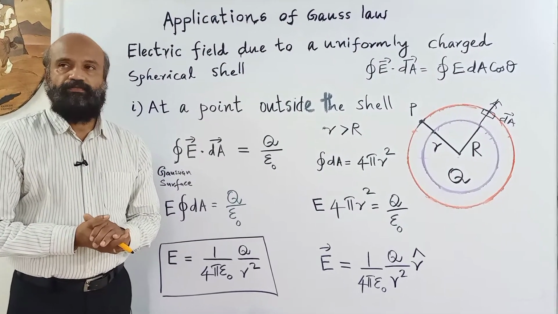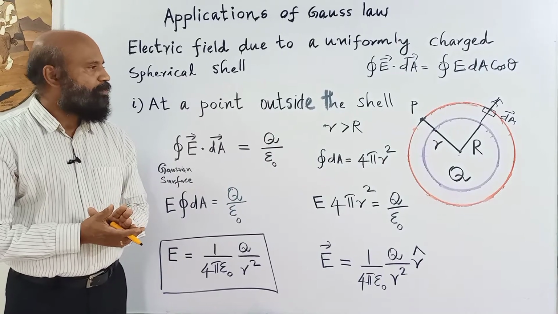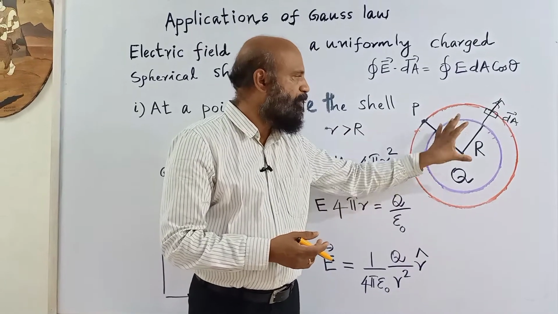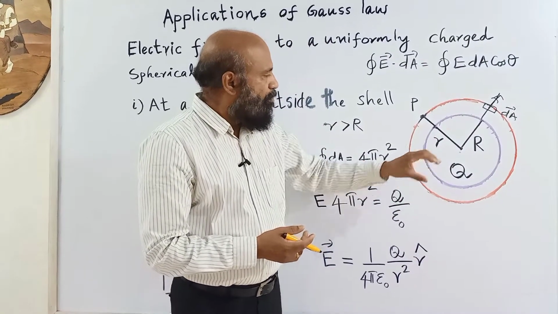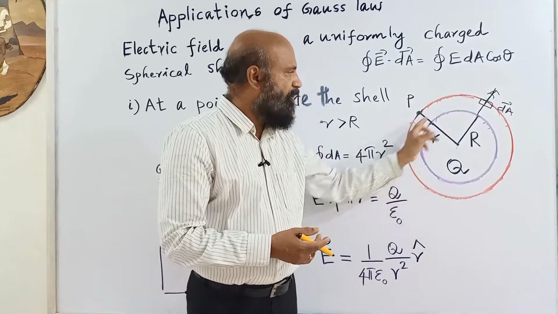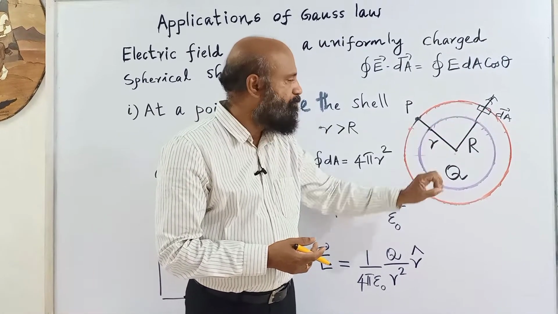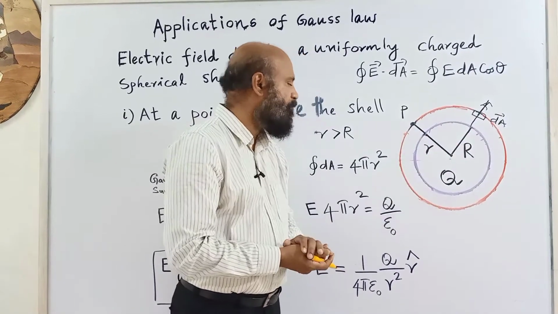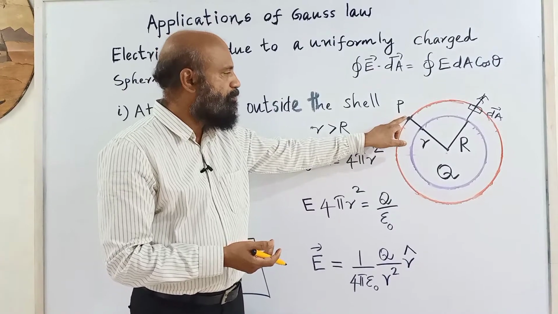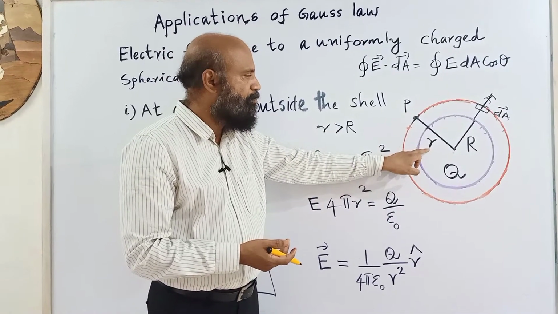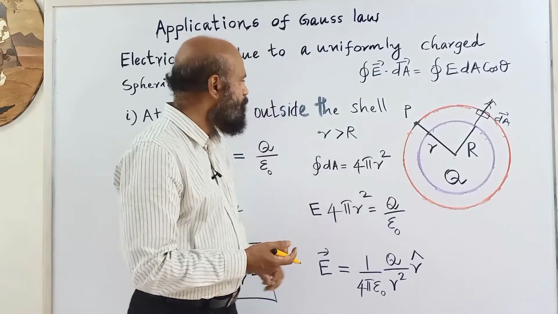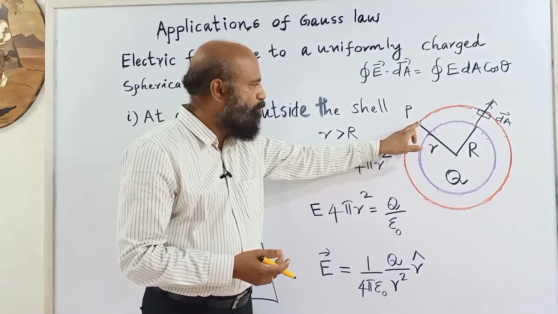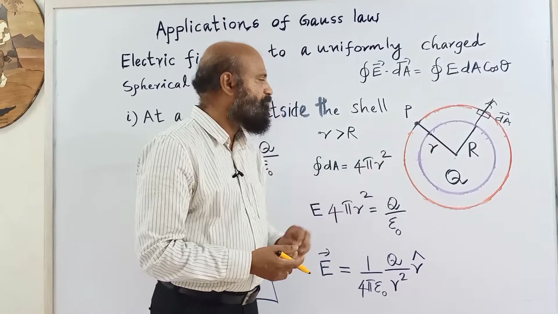Applications of Gauss law. Applying Gauss law, we can find the electric field at a point due to a uniformly charged spherical shell. We have to consider a spherical shell of radius capital R carrying a charge Q. The charge is uniformly distributed. We have to find out the electric field at a point which is at a distance r from the center of the sphere. Now there are three situations. One is outside the shell, on the shell, inside the shell.